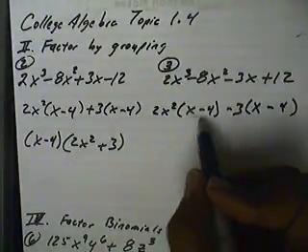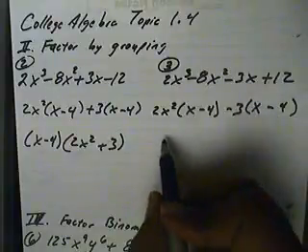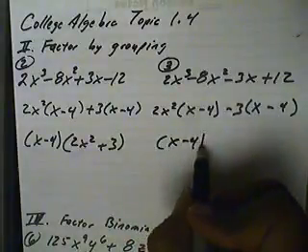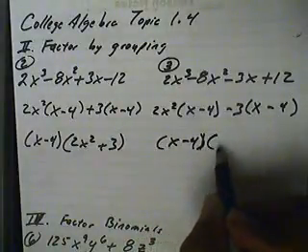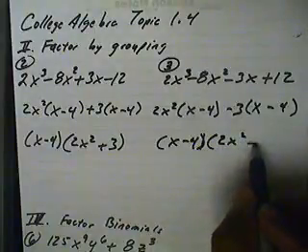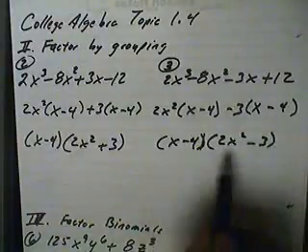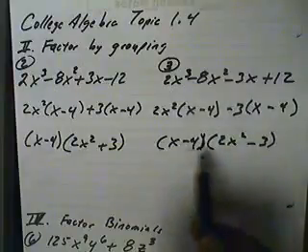Now we have a GCF in the overall problem of x minus 4. So we'll take that out. And then we'll group the 2x squared minus 3. And these two binomials is what this used to be before multiplication.